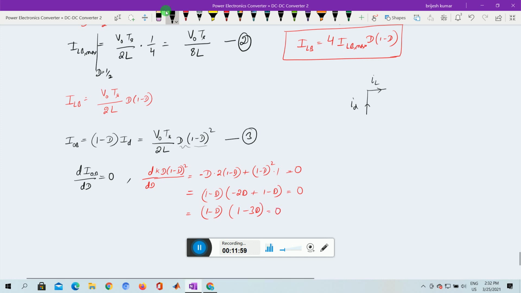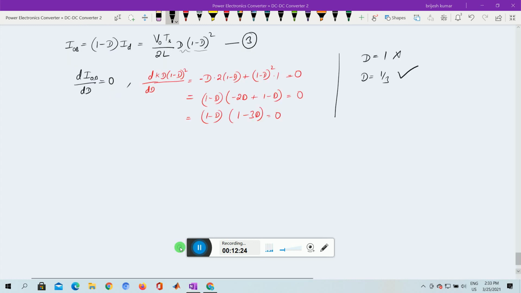So what does it imply? It implies that I0B is maximum when D is equal to 1 and D is equal to 1 by 3. Now if we put the value D equals 1, I0B is 0, so this is not valid, and D equal to 1 by 3 gives the maximum value of I0B.